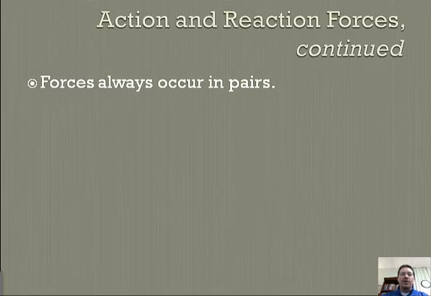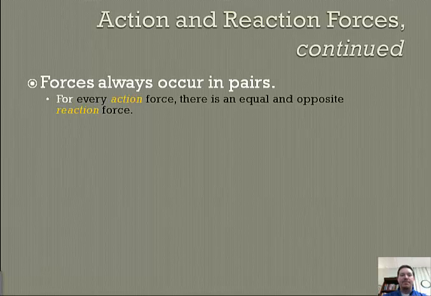Forces are always going to occur in pairs. Whenever you have one force, there's always going to be an opposite force interacting with the force that's applied. So for every action force, there's an equal and opposite reaction force. We call the push on the object the action force. Whatever that object has, maybe it's the mass of that box pushing back, maybe it's the force of friction on the floor, that would be a reaction force that's taking place.